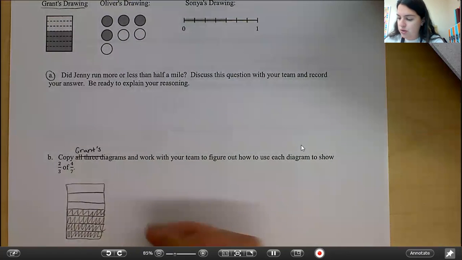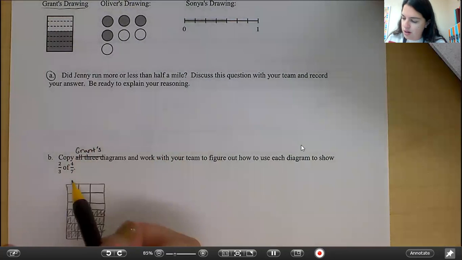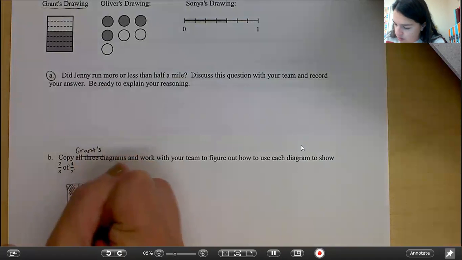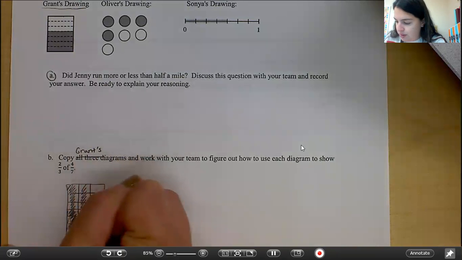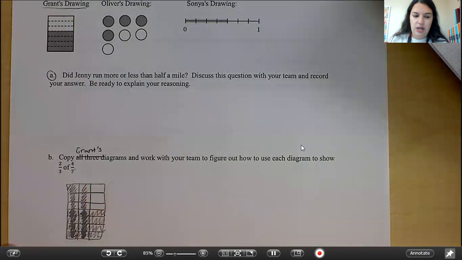But now I need 2/3. So we need to split this into thirds. There's my thirds. 1, 2, 3. And I need to shade in 2/3. So let's start shading. And then this is where I double shade. And obviously, as you're shading, feel free to use multiple colors. That might help you see it a little bit better. So this would show your answer here. We don't want to find the answer yet, but that would be how you would shade it in.